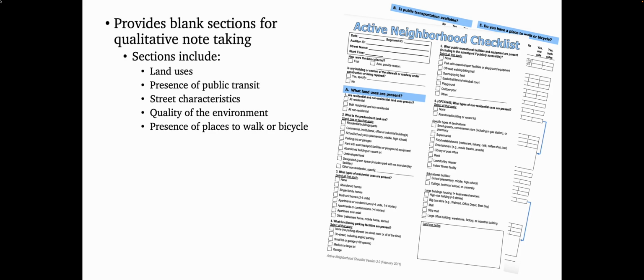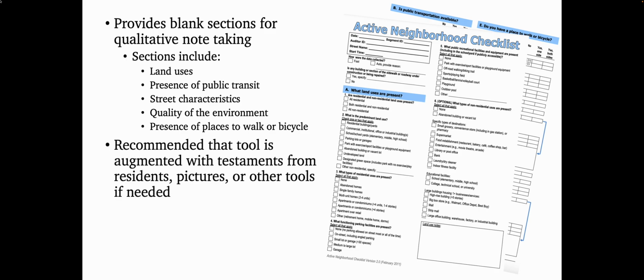Each section of the ANC provides blank spaces so that an auditor can take notes and provide qualitative perspective. The authors recommend that the tool be augmented with commentary from neighborhood residents, pictures of built environment features, or with longer, more detailed tools if your data needs require those things.